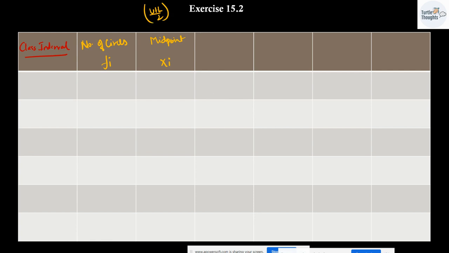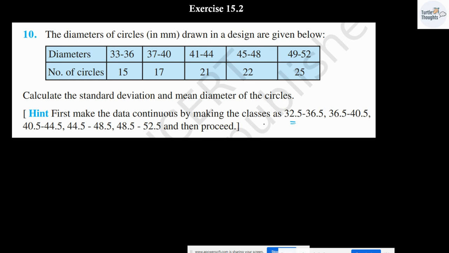Next, we will be writing what is the value of yi. Yi is going to be equal to xi minus a divided by h, where a is the assumed mean and h is the class size. Next, you will be having yi square. Next, fi and yi. Lastly, you will be having fi with yi square. These are the headers of the table. Now let me make a note of the same. I will be changing the interval to this and writing down.